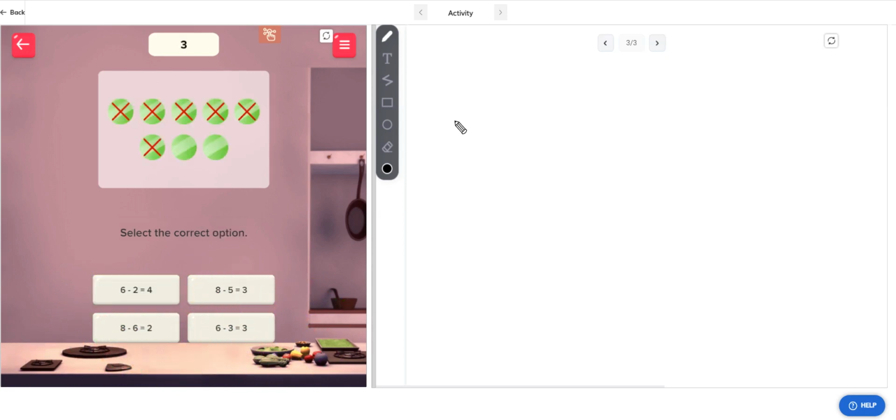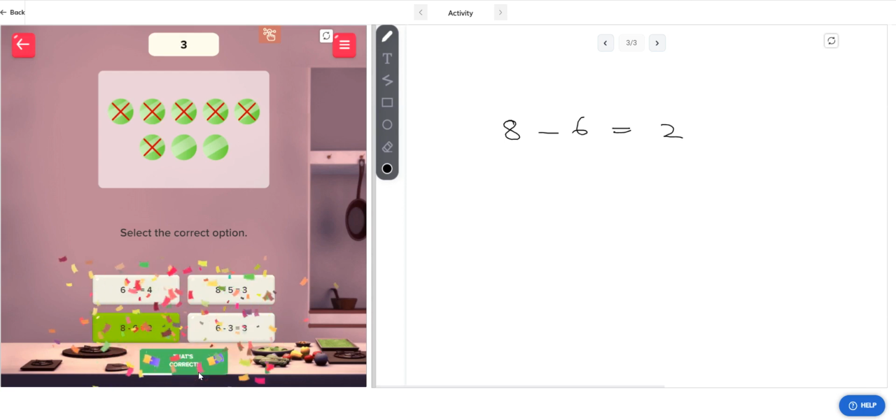It says select the correct option. So let's count the total number of balls first. Okay. 1, 2, 3, 4, 5, 6, 7, 8. So I have 8. How many am I taking away from that? 1, 2, 3, 4 and 5 and 6, right? And how many am I left with after I take away 6 out of them? 1 and 2. So 8 minus 6 is 2. And this option right here is the correct answer. See? Nice work, you guys.